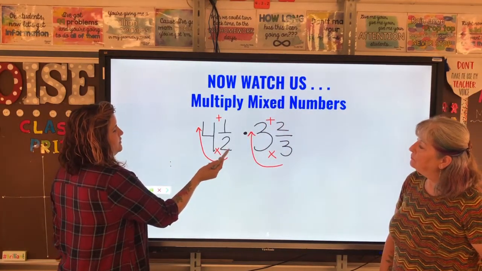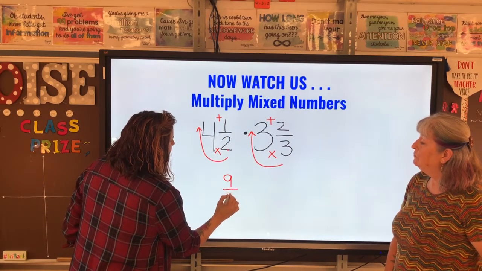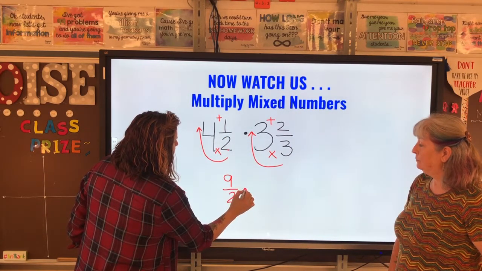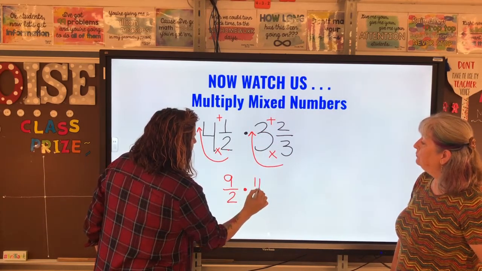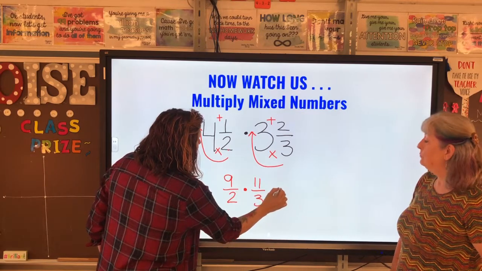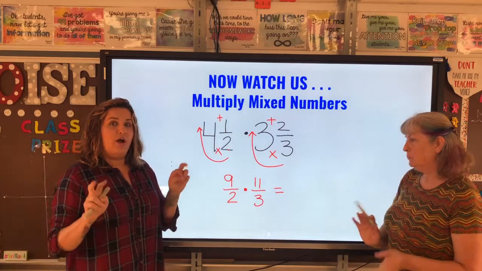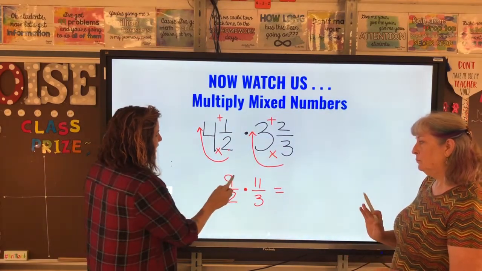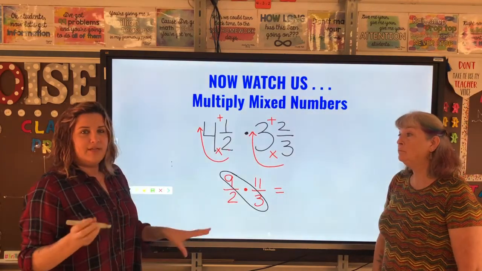So 2 times 4 is 8, plus 1 is 9. Denominator stays the same. 3 times 3 is 9, plus 2 is 11. Denominator stays the same. So now I'm going to look to see, can I cross cancel? Can I cross simplify? So I look diagonally at that 9 and 3, and I circle mine. Everybody does things differently.